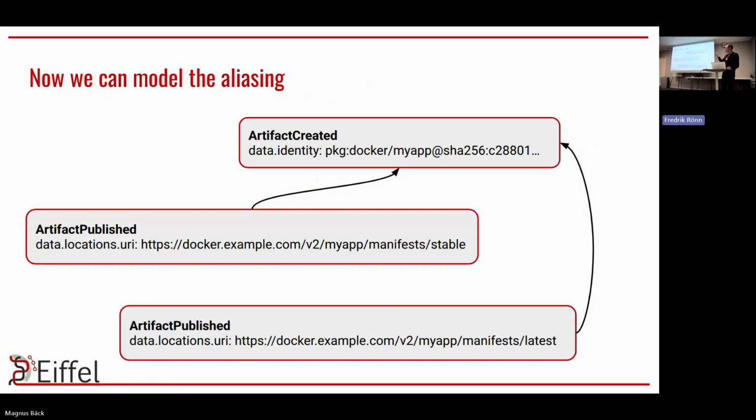At some point, both the stable and the latest image tags pointed to the same image. This will, of course, change over time, but we can capture all those movements. This also allows us to, for example, capture the history of an image tag. I mean, what's the version history of the stable tag over time, which is a pretty nice thing, I think.